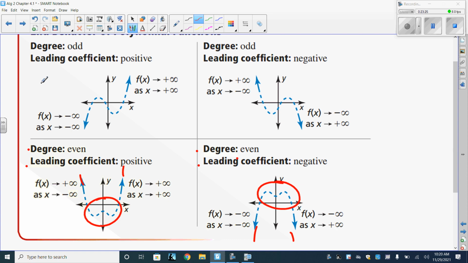Now, if the degree is odd and the leading coefficient is positive, well, we'll say that f of x approaches infinity as x approaches positive infinity. And f of x approaches negative infinity as x approaches negative infinity. And really what this is saying: as we plug bigger positive numbers into the function, the function itself will get to be a big positive number. As we plug in negative numbers, the function itself will go to negative infinity.